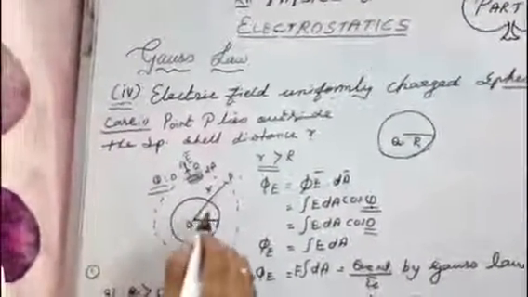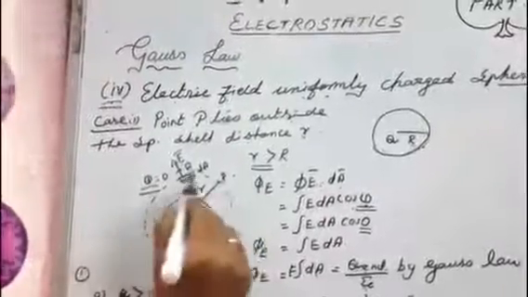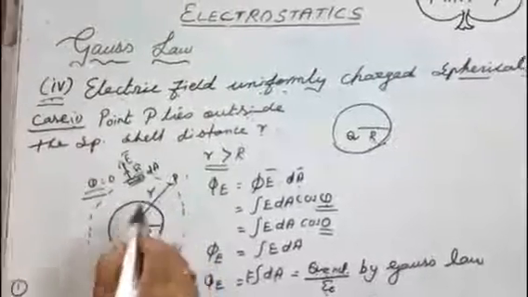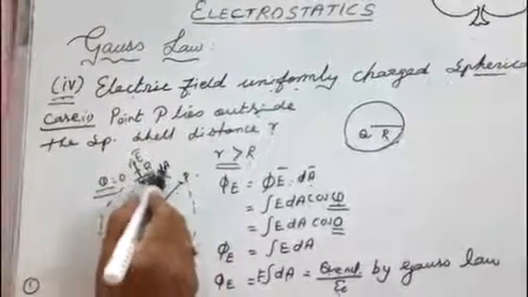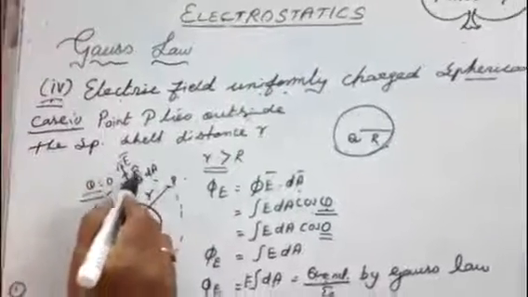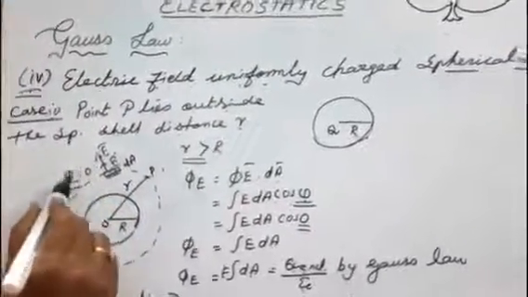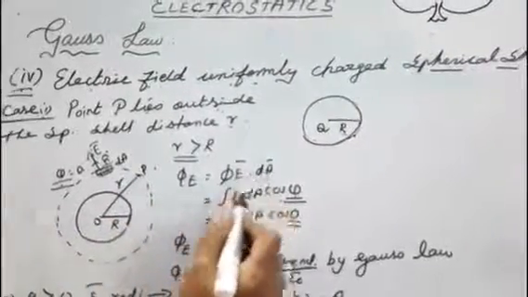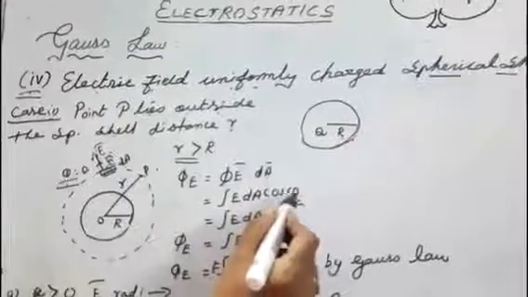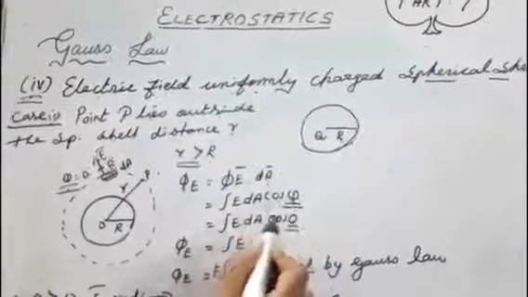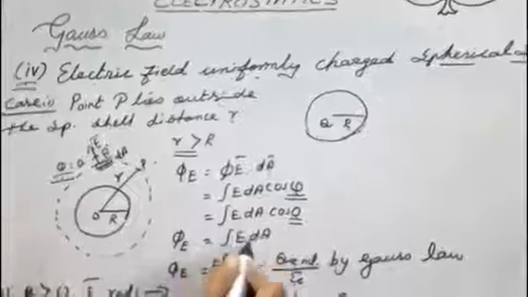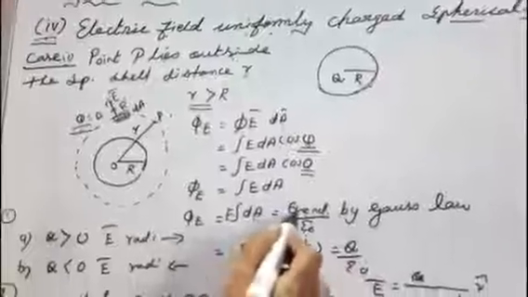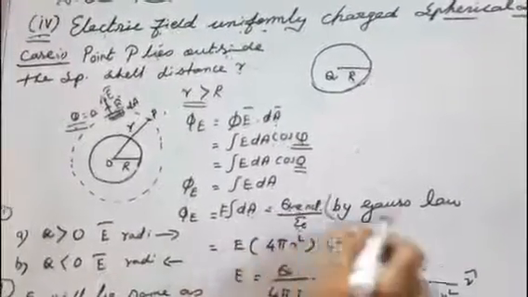Take an outer spherical surface through the point P at distance r from the center O, and take a small area dA. Here the electric field and the normal vector are in the same direction, therefore theta value is 0. Therefore phi E is equal to the closed integral of E dA, which we can write as E dA cos theta. Theta is 0, therefore the integral of E dA. E can be taken out because it is a constant value. Therefore E times the integral of dA equals Q enclosed by epsilon naught according to Gauss law.